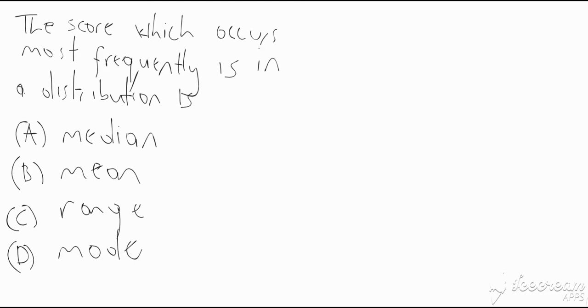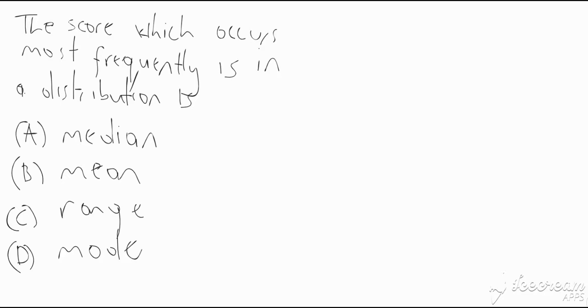Now today, we'll be looking at some CXC multiple choice questions that involve statistics. And the first question is a pretty straightforward one. And this says the score which occurs most frequently in a distribution is A, median.